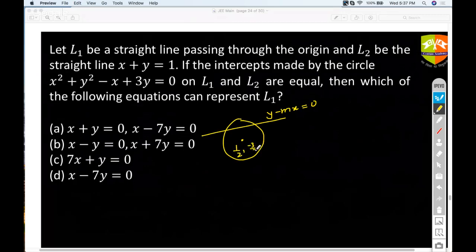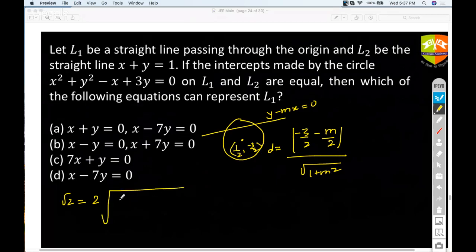So the distance will be mod of minus 3 by 2 minus m by 2, under root of 1 plus m square. Correct? This will be the distance. So root 2 will be 2 times under root of 5 by 2 minus, this I can write as m plus 3 by 2 under root m square plus 1, whole square. Okay. So let's solve for m in this case.